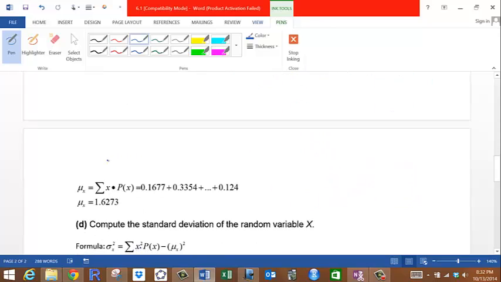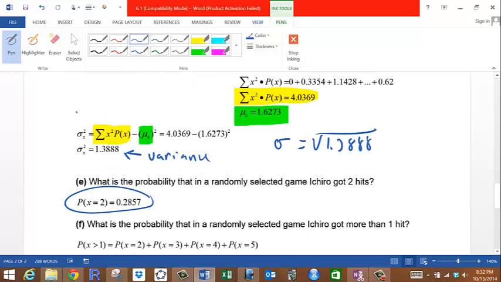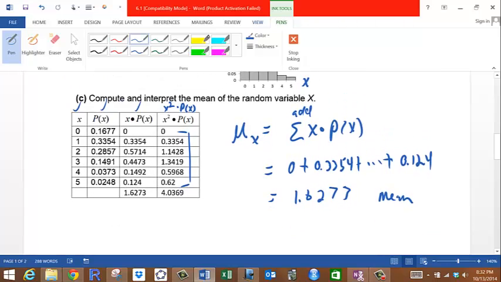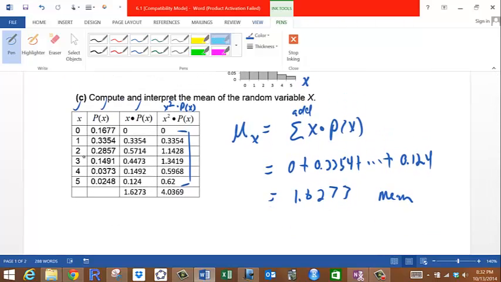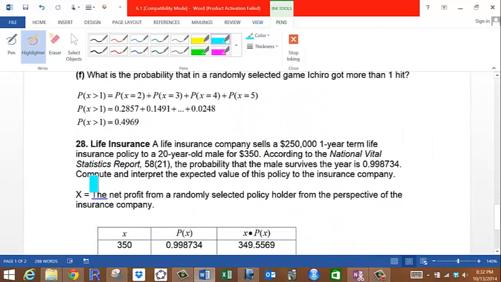2857. And then the other part says what's the probability he got more than 1 hit? Well, we just add them up. So more than 1 means 2 or more. So we just add up the probability of 2 plus the probability of 3 plus the probability of 4 plus the probability of 5. And we add all those up down here, and that's the solution right there.